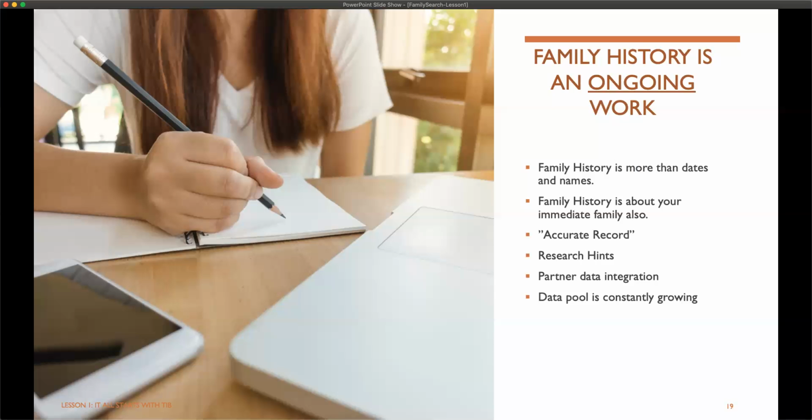Now, we have this charge to create an accurate record. And that is putting as much as we can into these records to ensure that there's an identity behind them. We need to continually go back, even if we think we're done. We need to go back into our data sources and look for research hints that might point to duplicates or more sources, more data that's become available that you never knew about.